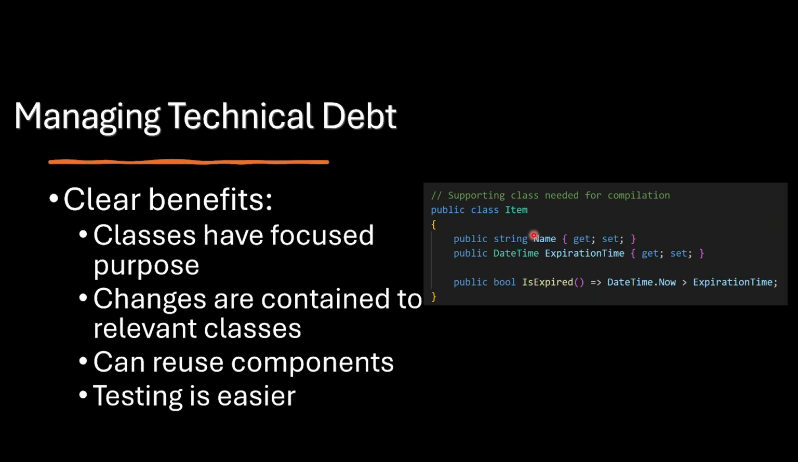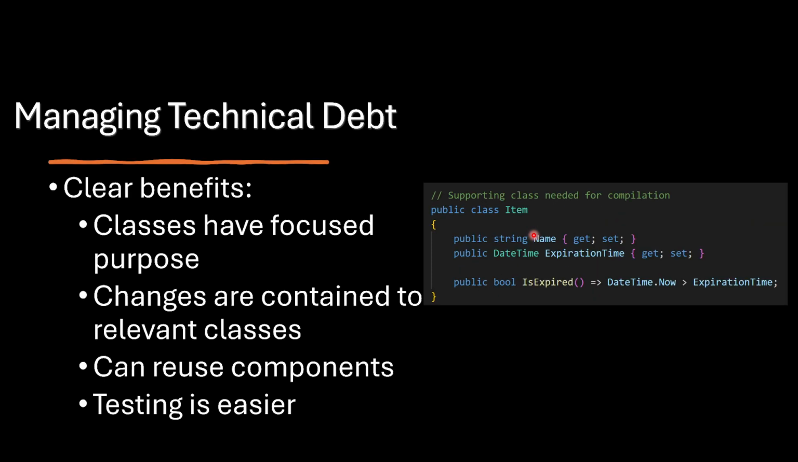Let's go past that. So here the benefits are pretty clear. Each class has its own focus and purpose. Changes are contained to relevant classes, and we can reuse components, like we can use the same stats class for monsters. Testing is easier because we can test each part independently.